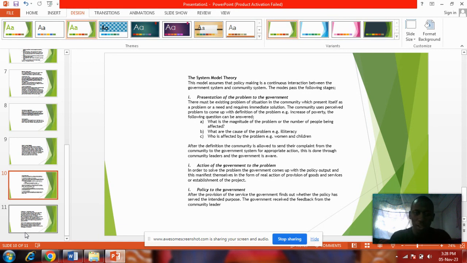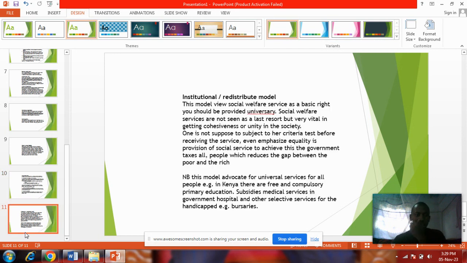Then we have the action of the government on the problem. In order to solve the problem, the government comes up with policy outputs, and these manifest themselves in the form of real action or provision of goods and services or establishment of a project. We have policy feedback to the government. After the provision of the service, the government finds out whether the policy has served the intended purpose. The government receives feedback from the community leaders.